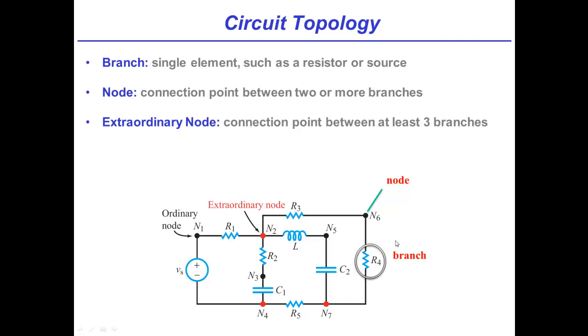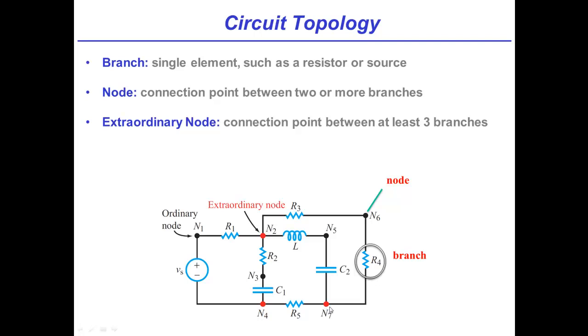So let me practice this. N1 looks like an ordinary node, and it's labeled. That's easy. Correct. N2 is extraordinary. Correct. N3 looks ordinary. That's right, and N3 is ordinary because it's between R2 and C1. In other words, just two branches, not three. Got it. And then N4 looks extraordinary. N4 is extraordinary. Why? Because it's got C1 feeding into it, it's got the VS source, and it's got R5. Correct. And N5 and N6 both look ordinary because they have two components each, L and C2 for N5, and R3 and R4, as you said, for N6. Correct. N7 looks extraordinary. That's right.